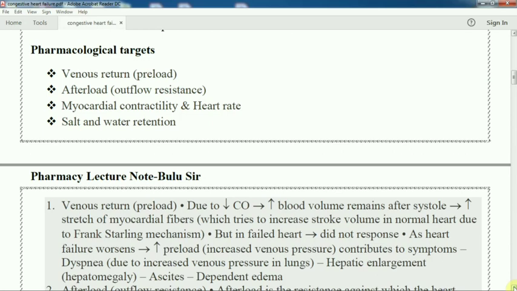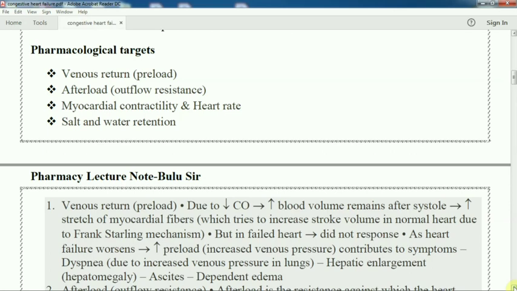So increased preload or venous pressure contributes to symptoms like dyspnea. That means increased venous pressure in the lungs, or hepatic enlargement, or edema deposited in the peripheral cells and tissues. So it directly affects other parts of the body when the cardiac output decreases.